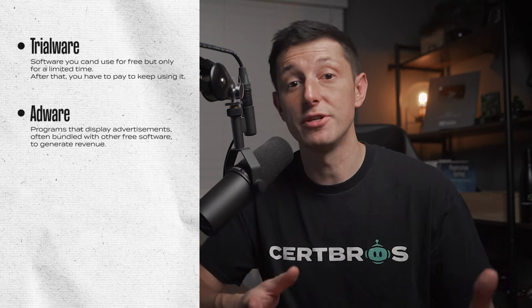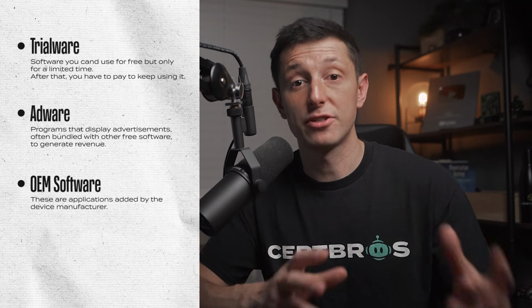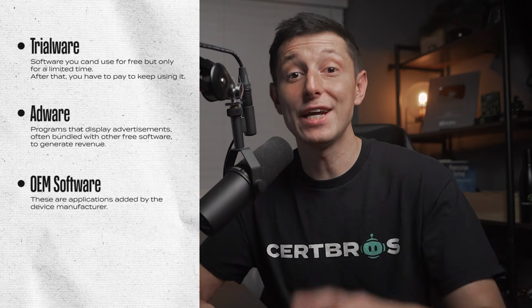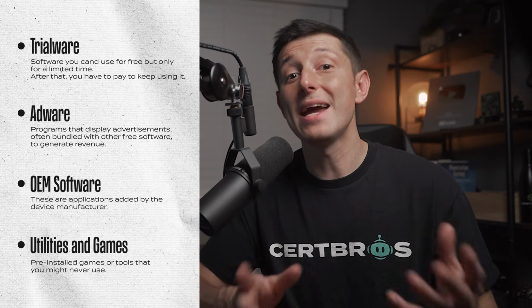There are several types of bloatware. Trialware, software that you can use for free, but only for a limited amount of time. After that, you'll have to pay to keep using it. Examples of this can include antivirus software or word processing applications. Adware. These are programs that display advertisements and are often bundled with free software to generate revenue. OEM software. These are applications added by the device manufacturer. They can range from useful utilities to completely pointless applications. Utilities and games. Pre-installed games or tools that you may never use.